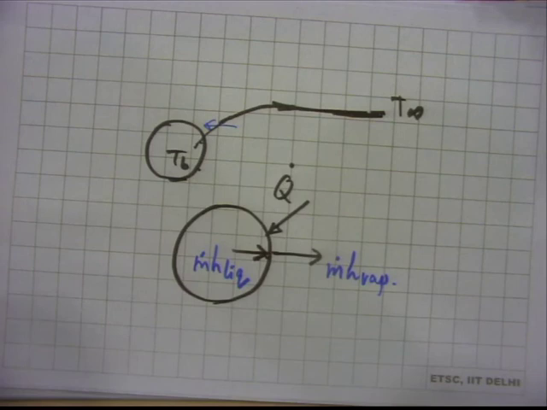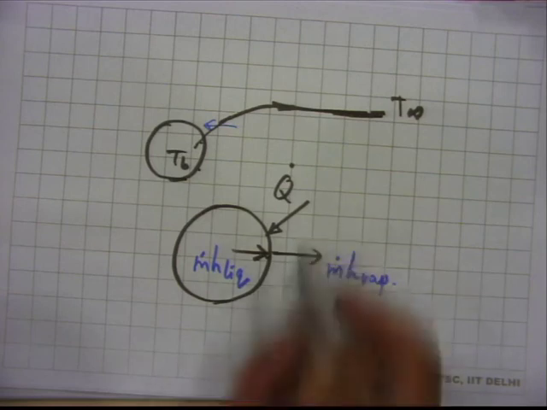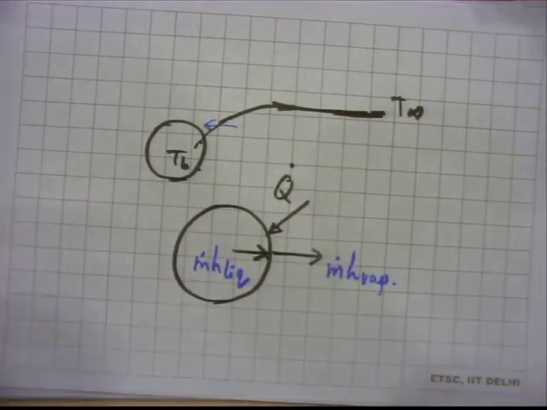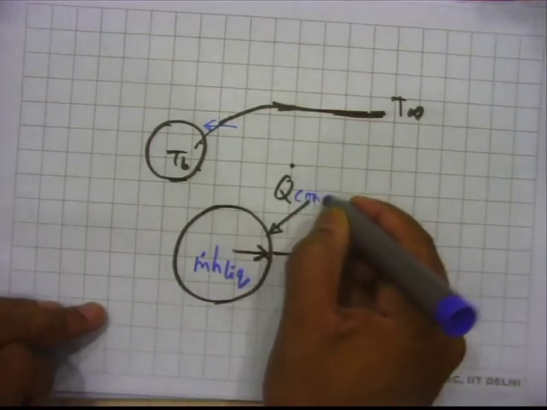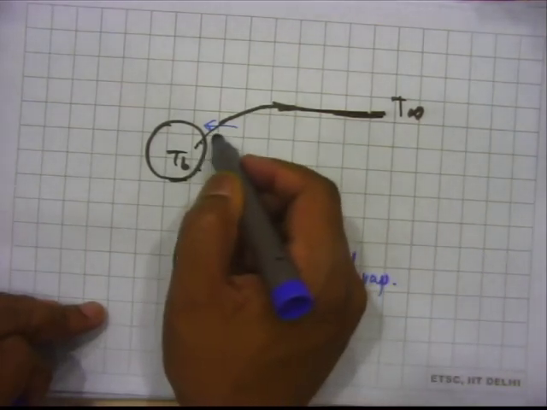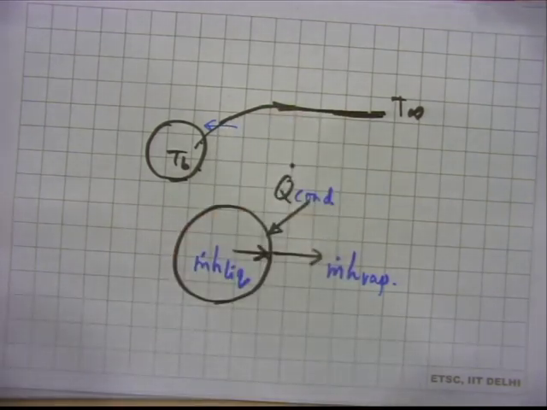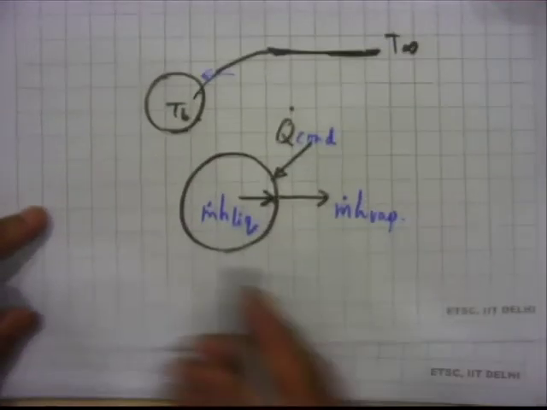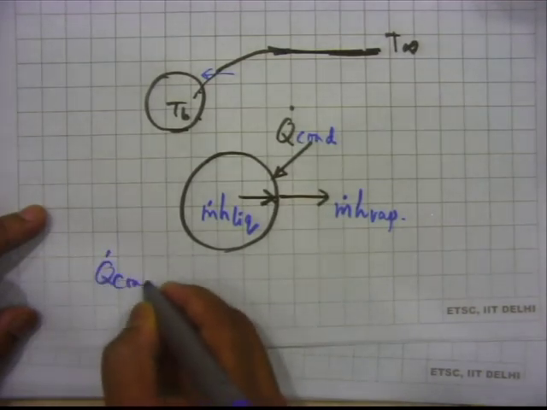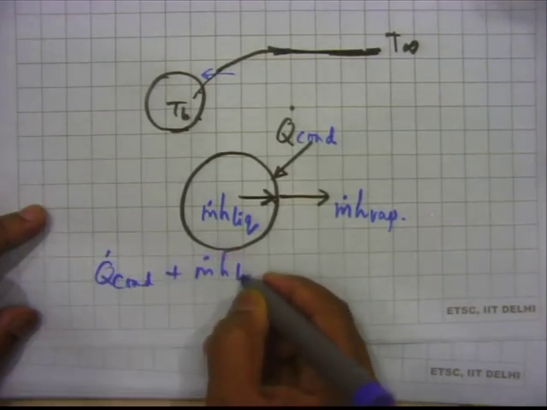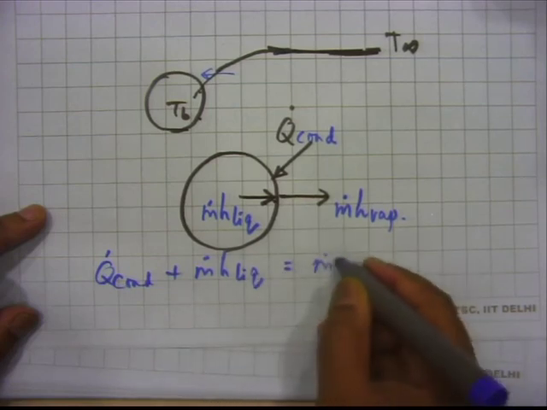And what is the mechanism of this transfer of heat? Conduction, convection, radiation, which one? This is conduction. Okay. Radiation we will primarily neglect. If it is a thin flame, then the radiation from the flame is not very high. So, this q dot is by conduction. This temperature gradient gives you q conduction. So, q dot conduction plus m dot H liquid is equal to m dot H vapor.